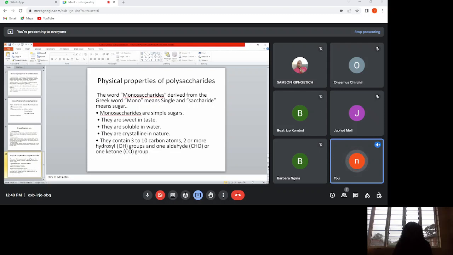We can also add the fact that they contain 3 to 10 carbon atoms, 2 or more hydroxyl groups, and 1 aldehyde or 1 ketone group. To mean the monosaccharide will either have an aldehyde or a ketone, but never both. So if you want to understand the property, you can pick the picture of a glucose and then label the picture of that glucose.